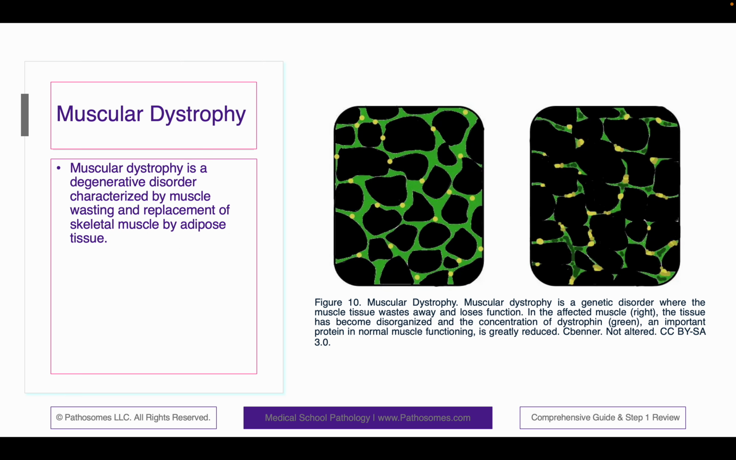Now, muscular dystrophy. Muscular dystrophy is a degenerative disorder characterized by muscle wasting and replacement of skeletal muscle by adipose tissue. To the right here, we have a cartoon showcasing muscular dystrophy in the affected muscle, the right. The tissues become disorganized and the concentration of the dystrophin protein, which is an important protein, is greatly reduced.